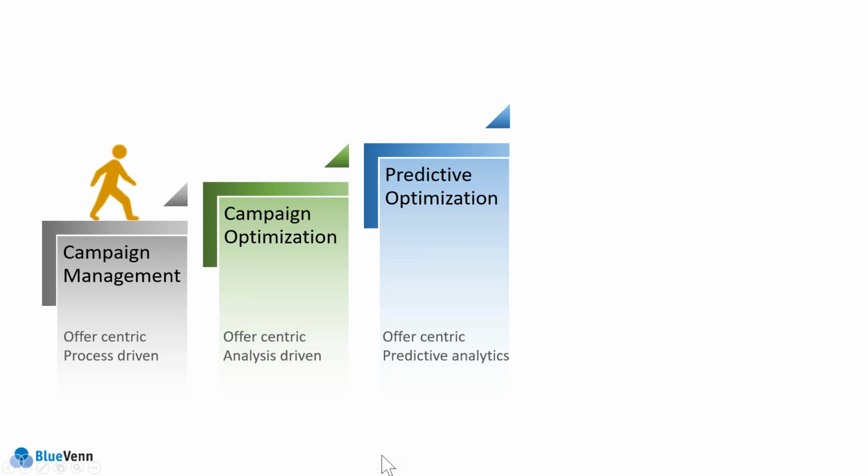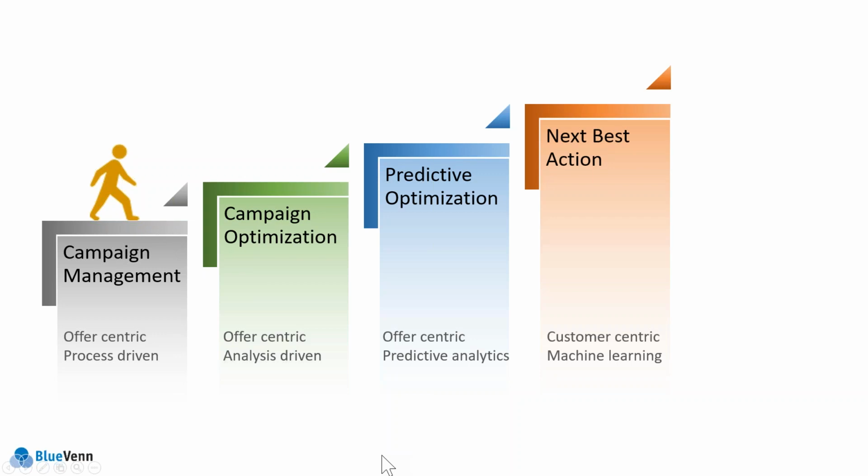And then we reach this next best action step. Next best action completely shifts the marketing paradigm from product-centric to customer-centric. Machine learning takes predictive modeling to the next level again, introducing self-learning into the equation so that models are constantly trying to improve the performance against objectives.